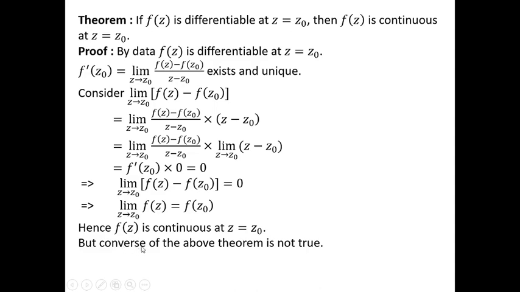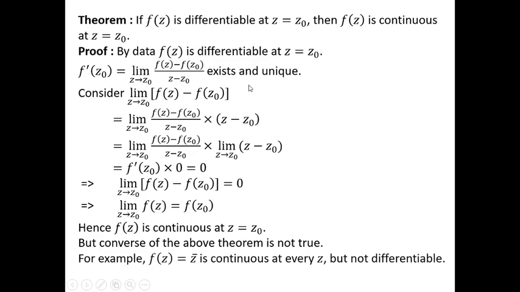Now, the converse part. The converse of the above theorem is not true. It means every continuous function need not be differentiable. For example, f(z) is equal to z bar. By using this example, we can prove the converse part, which means every continuous function need not be differentiable.